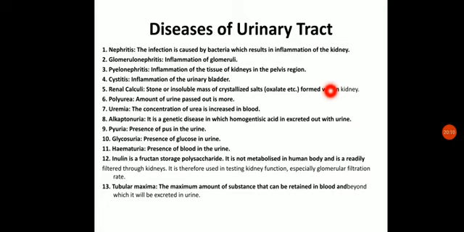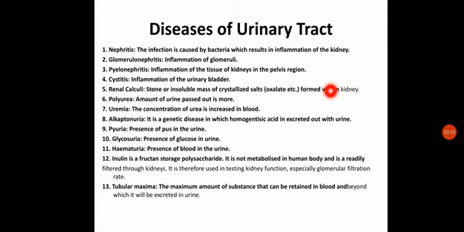Next is glomerulonephritis. It is the inflammation of the glomeruli. Okay. And then is pyelonephritis. Inflammation of the tissues of the kidney in the pelvis region. We have seen the pelvis region, where it's just behind the hilum, where all the calyces will be opening up.